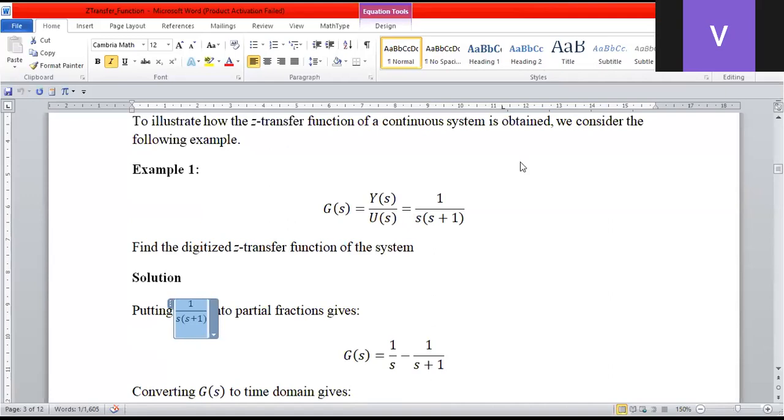Somebody is asking a question: would we need to prove the relationship between Y of Z and U of Z and G of Z?